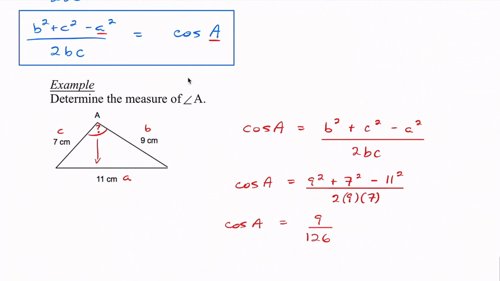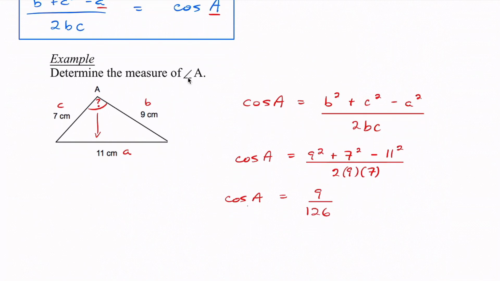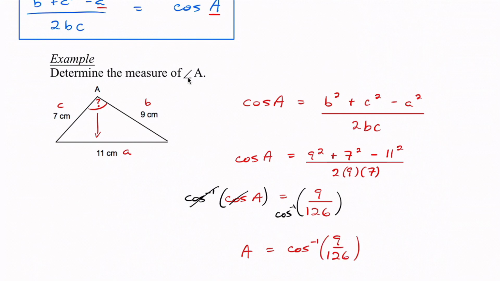Okay, and then to get rid of this cos, we have to do the opposite of cos. We've got to take cos inverse. So cos inverse this side, and cos inverse this side. So cos inverse cancels, and we're only left with A equals cos inverse of 9 over 126. Okay, and then we're going to put that in our calculator.